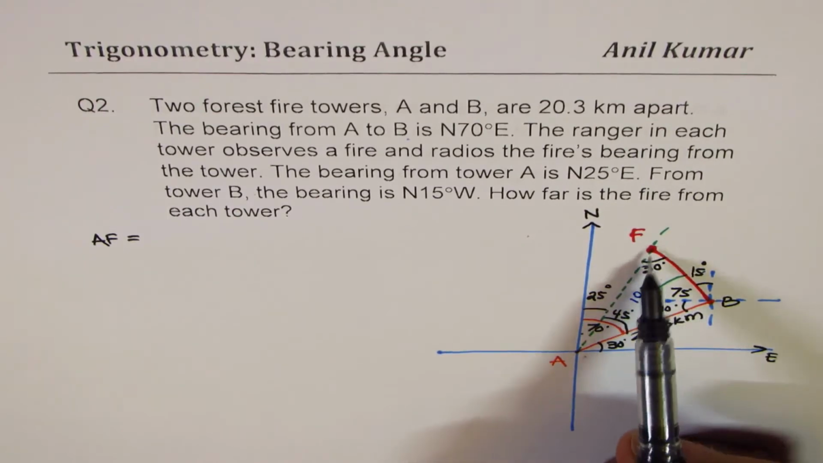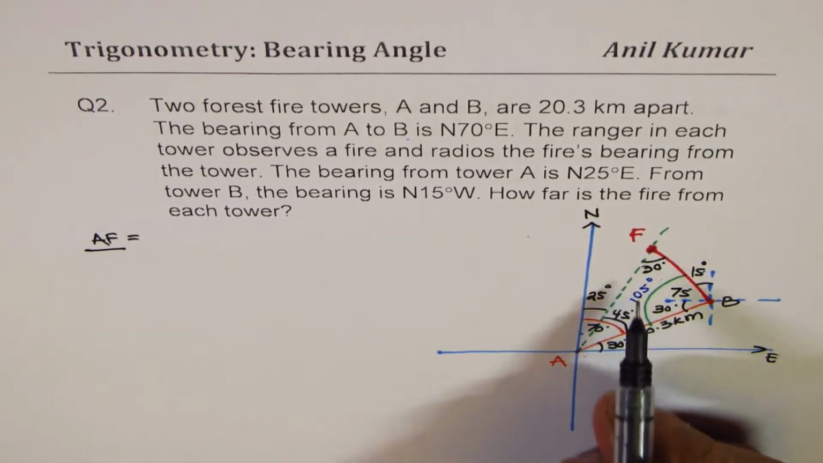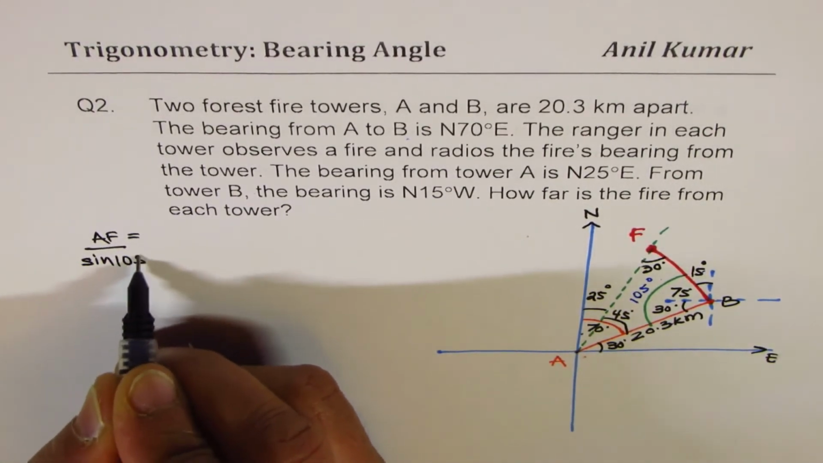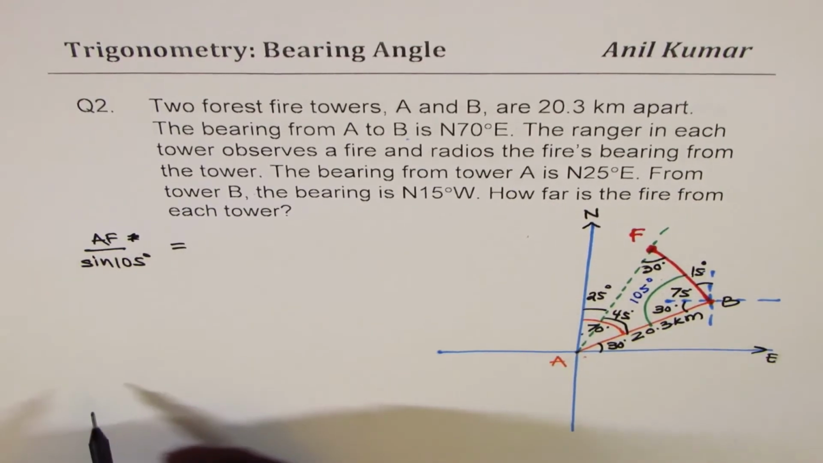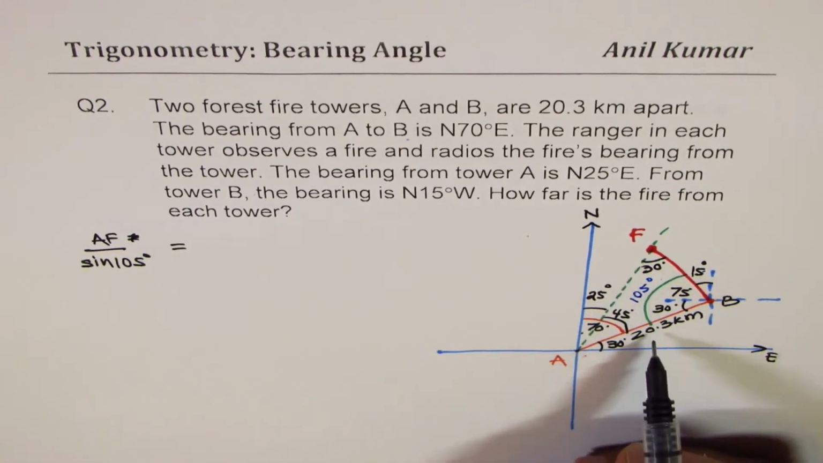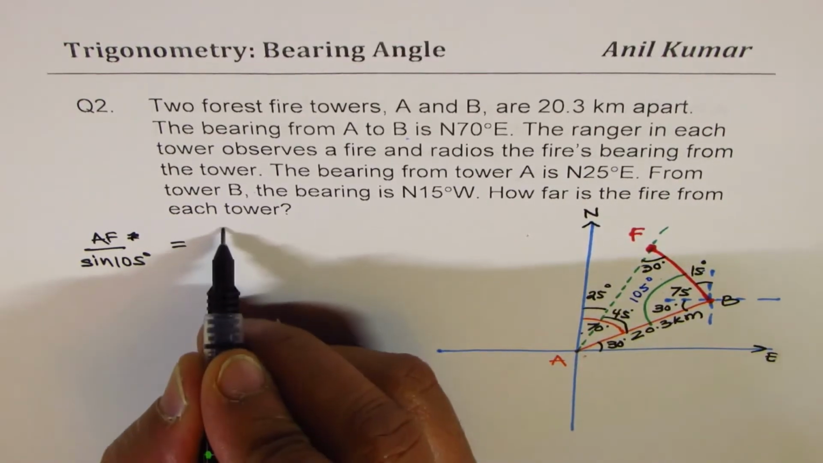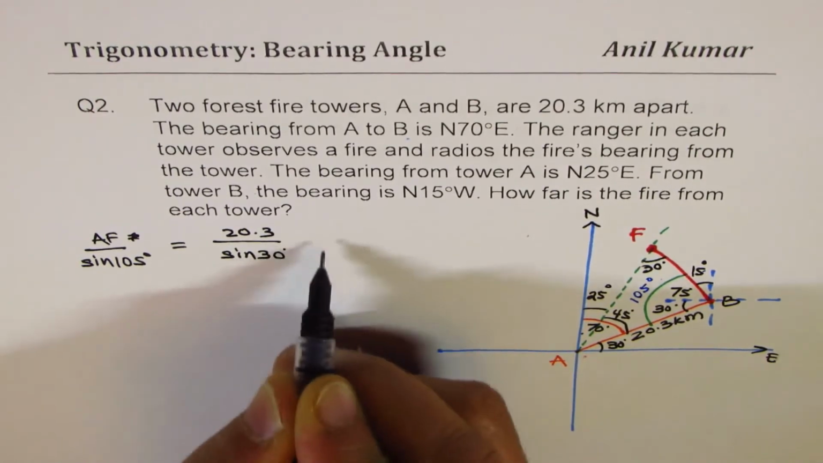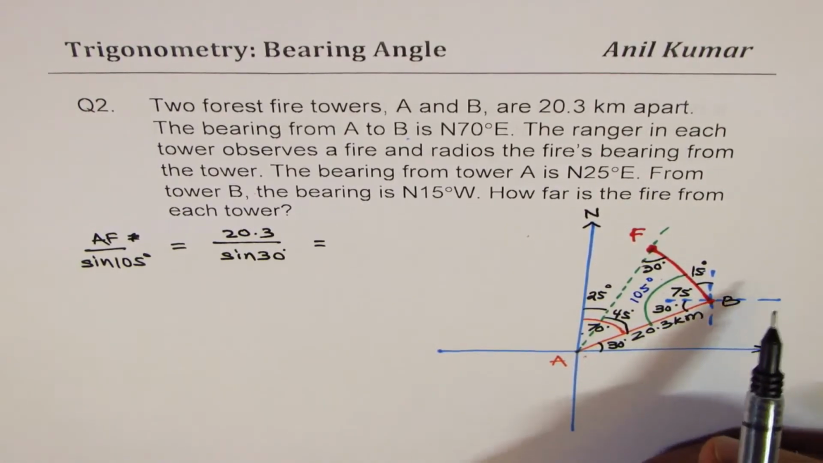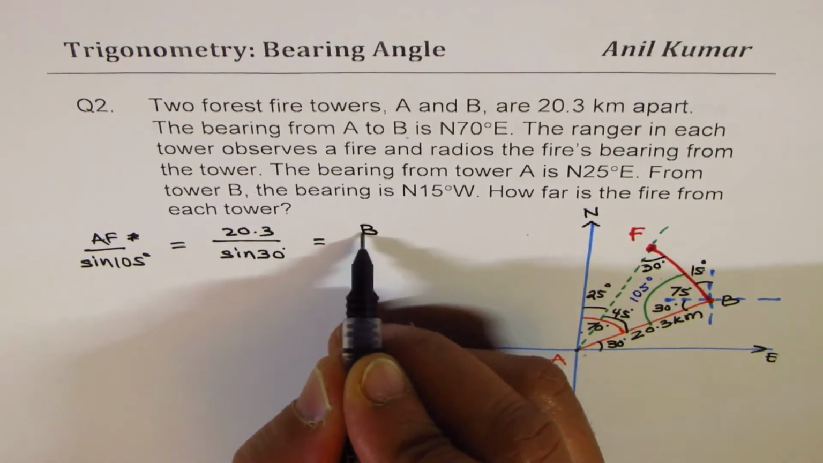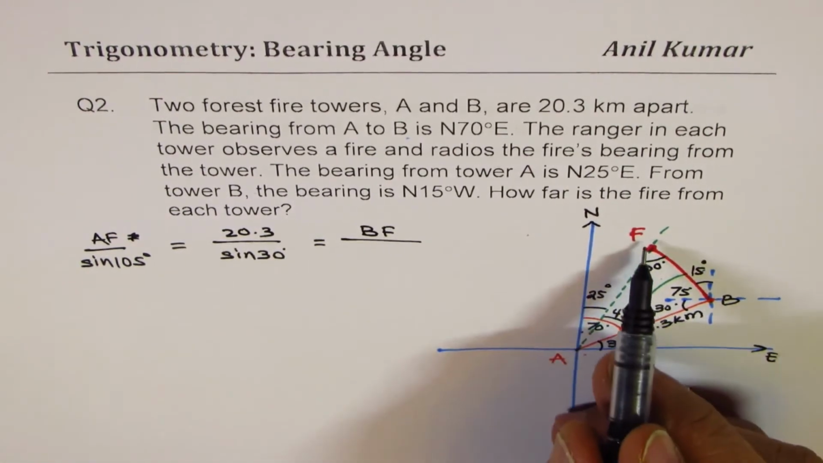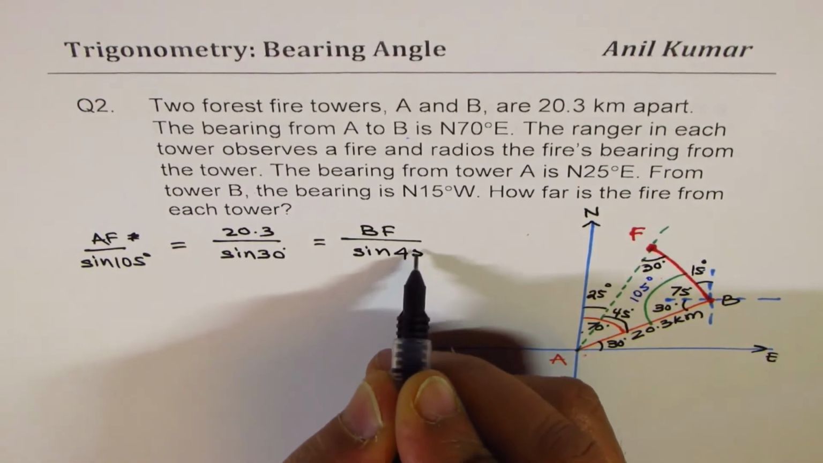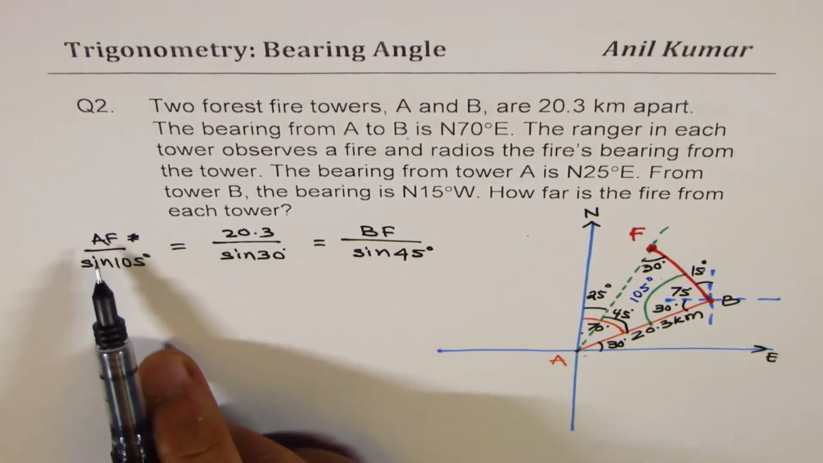So we can say that AF divided by the sine of the angle opposite to AF, which is 105 degrees, is equal to the constant we know, which is 20.3 over sine 30 degrees, which should also be equal to BF, how far the fire is from B, divided by sine of 45 degrees. Do you see that? So from here we get both AF and BF.